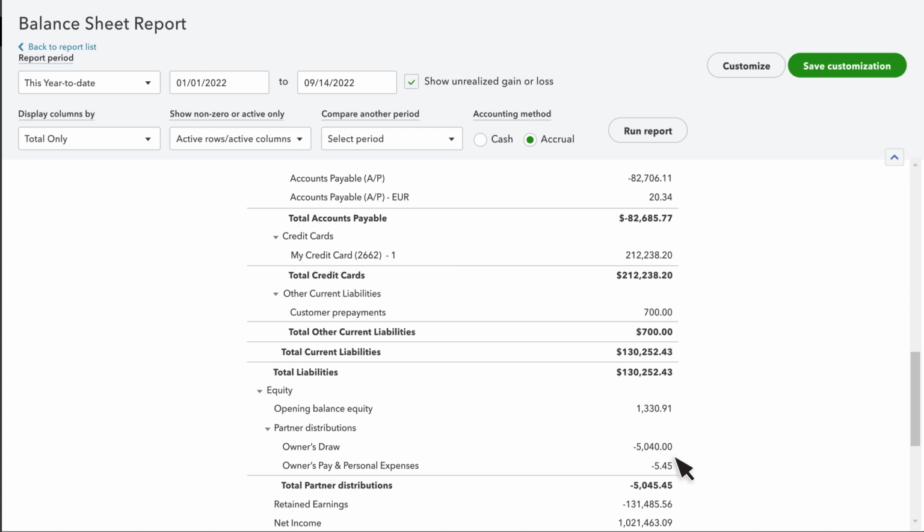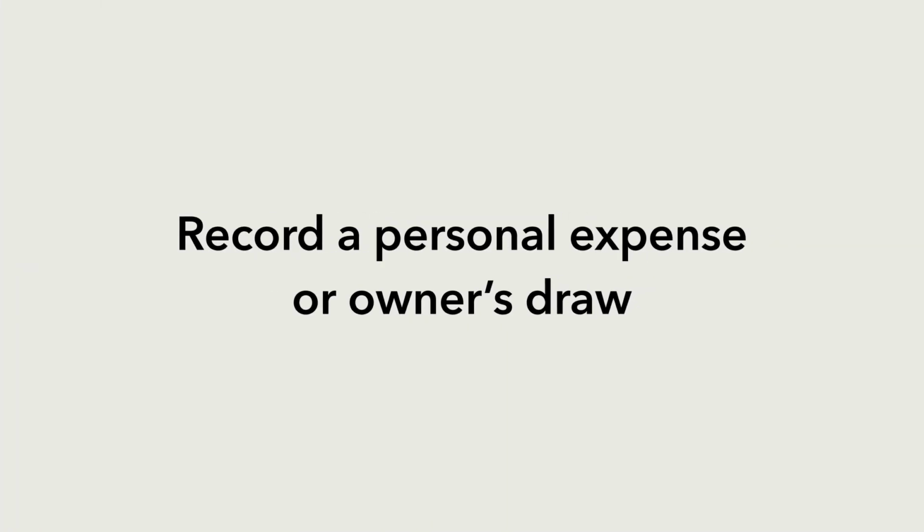Because you didn't use an expense account, the transactions never appear on the profit and loss statement, so it doesn't affect the business's profit. Now you're ready to record personal expenses from a business's bank or credit card account.